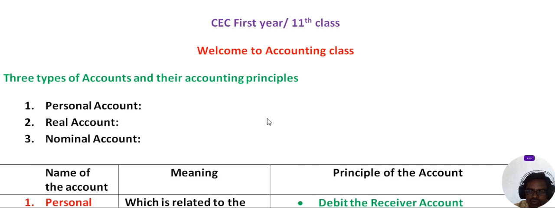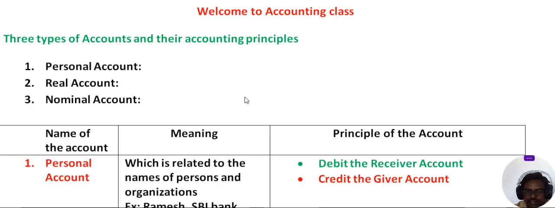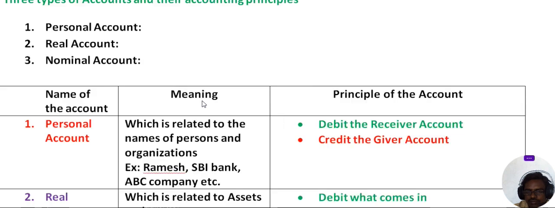And in the annual examination, the question will come for 5 marks, and the question may come like this: explain three types of accounts and their principles. So then you need to write all these things, whatever I am going to explain you right now. See, there are totally three types of accounts, namely personal account, real account, nominal account.